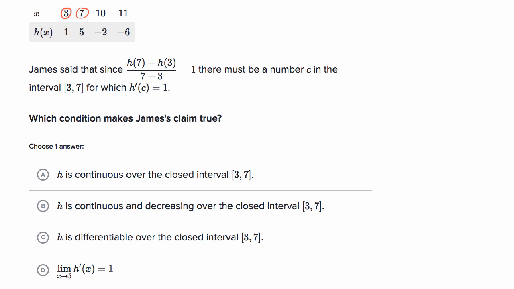So what James is trying to do is apply the mean value theorem, which tells us, if the conditions apply for the mean value theorem, it tells us that if I'm going through two values, so let's say this is a, let's say this is b, and let's say the function does something like this. If we meet the conditions for the mean value theorem, it tells us that there's some c in the closed interval from a to b, where the derivative at c is equal to the average rate of change between a and b.